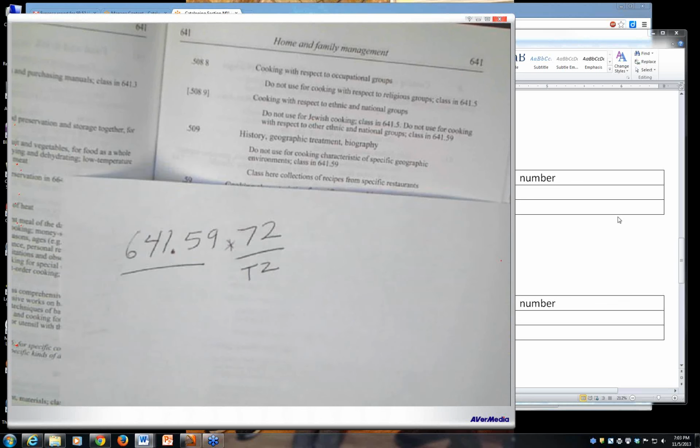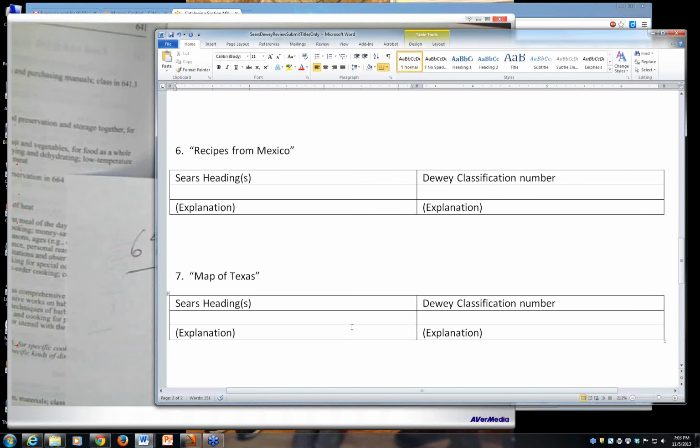So on our sheet, let's put our number, which is 641.5972. And on the explanation, you would explain you were given the base number, 641.59, and add directly to that from Table 2 to get your 72.